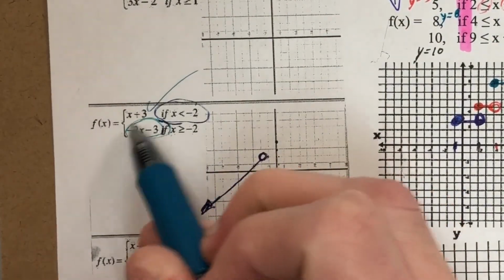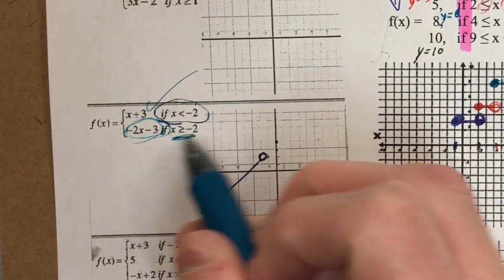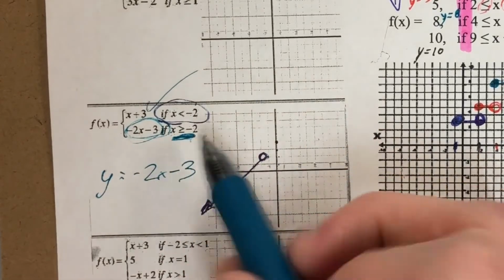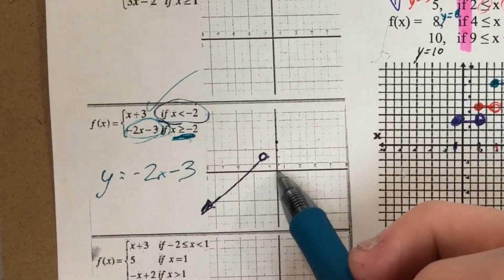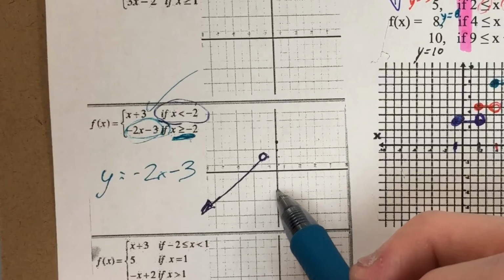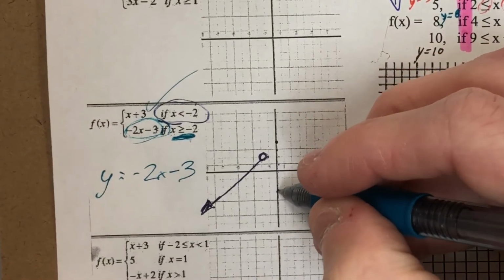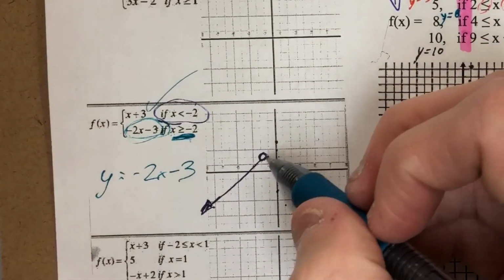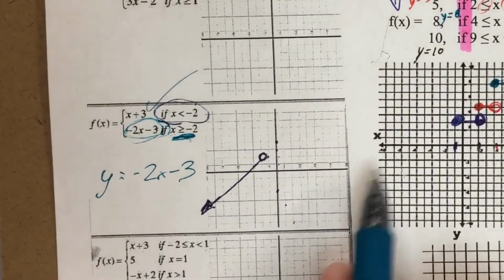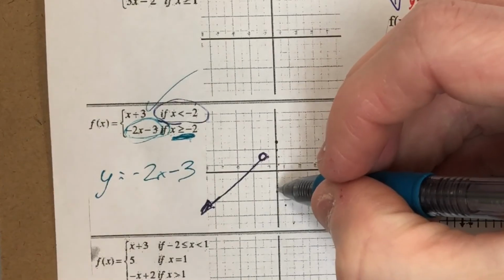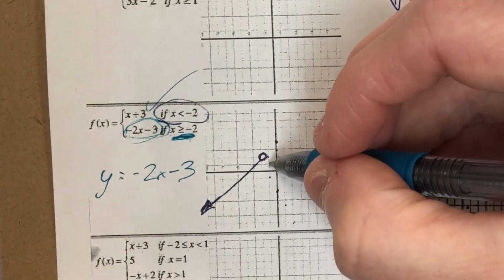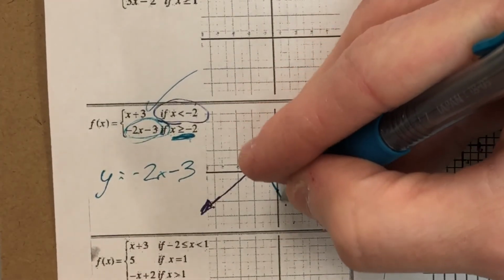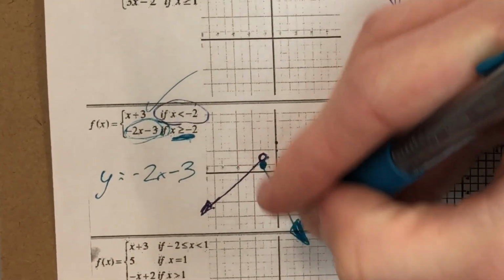And for this -2x minus 3, we have this constraint. So y equals -2x minus 3. That would be a y-intercept at -3, which is right there, and a slope of -2 over 1. But that's only this way of -2, okay? And we have a closed point here. So just like that.